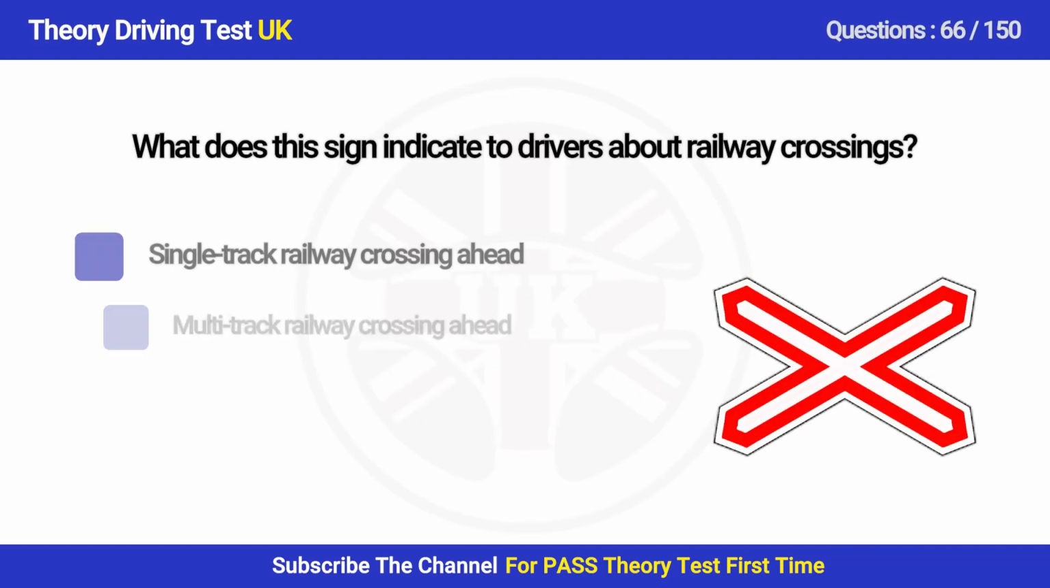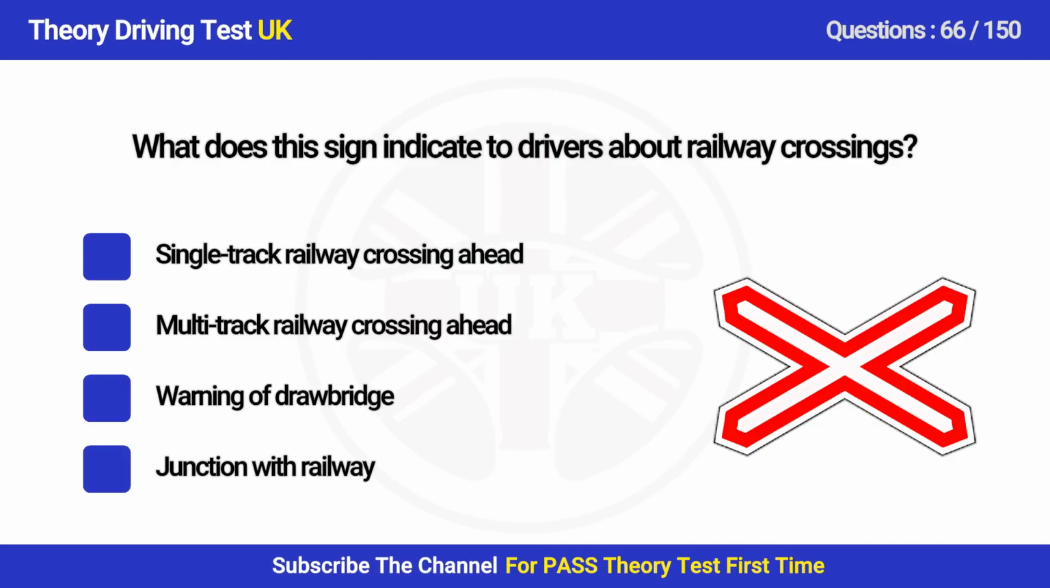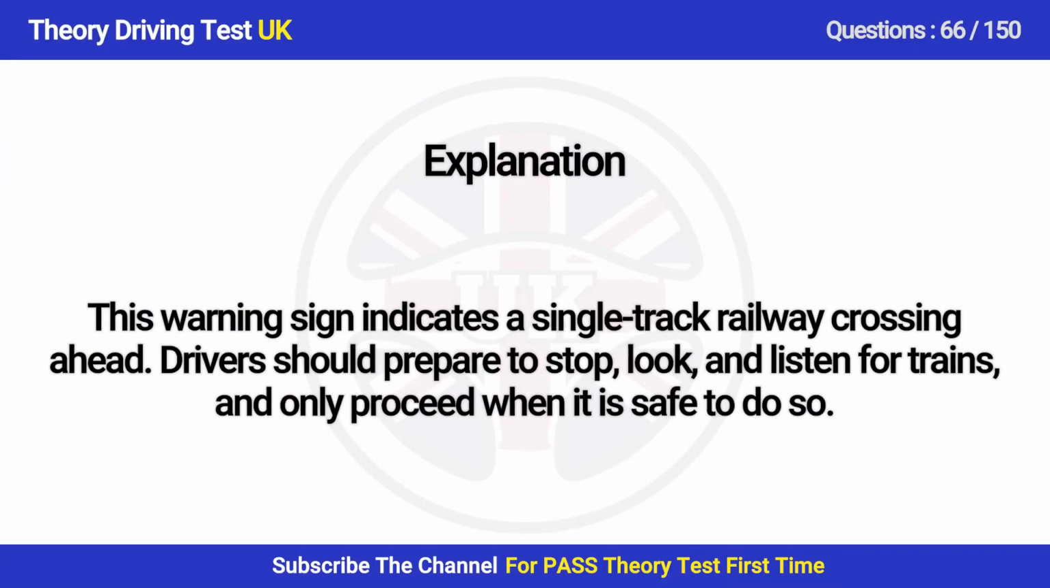Question 66. What does this sign indicate to drivers about railway crossings? A, railway crossing ahead. B, railway crossing ahead. C, warning of drawbridge. D, junction with railway. Answers is A, railway crossing ahead. This warning sign indicates a railway crossing ahead. Drivers should prepare to stop, look, and listen for trains, and only proceed when it is safe to do so.